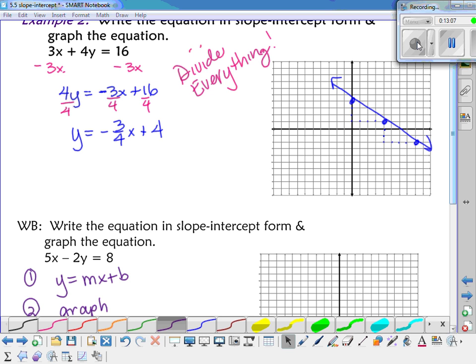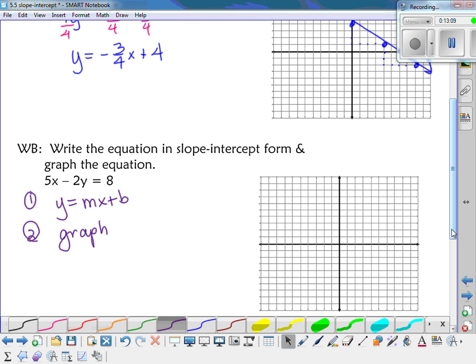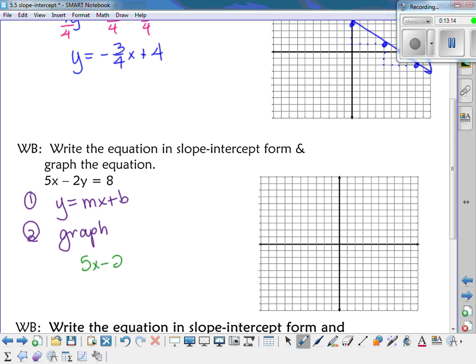Okay, so some of you are struggling. Let's do this here. All right, so I've got 5x - 2y = 8. So I subtract the 5x, and I have -2y = -5x + 8. Then you divide everything by -2. And so when you divide everything by -2, you end up with y = +5/2 x - 4. So that's what you should be graphing.